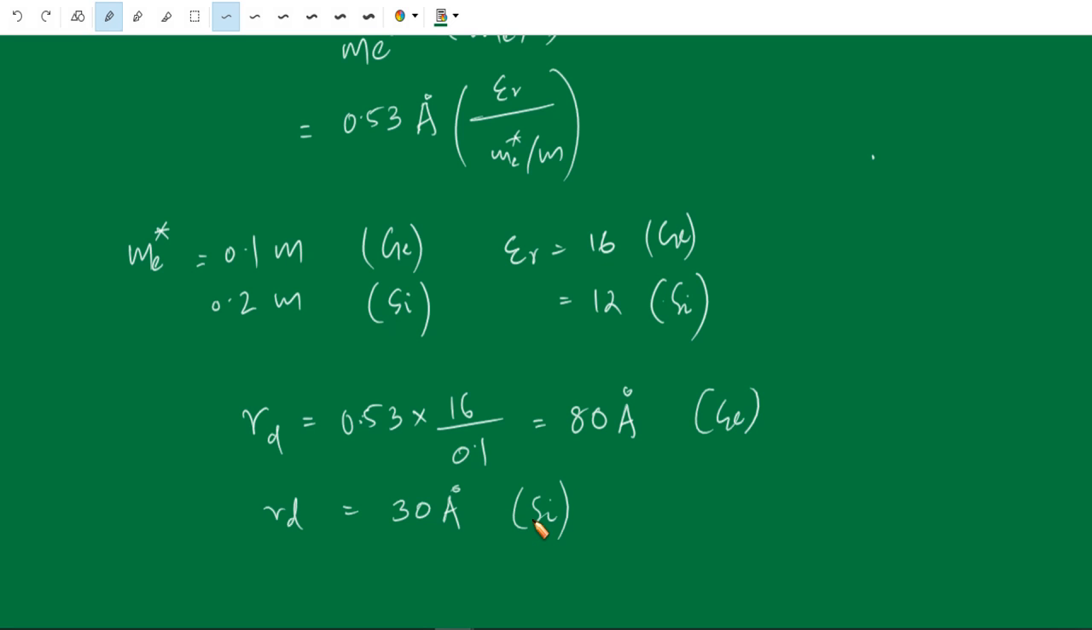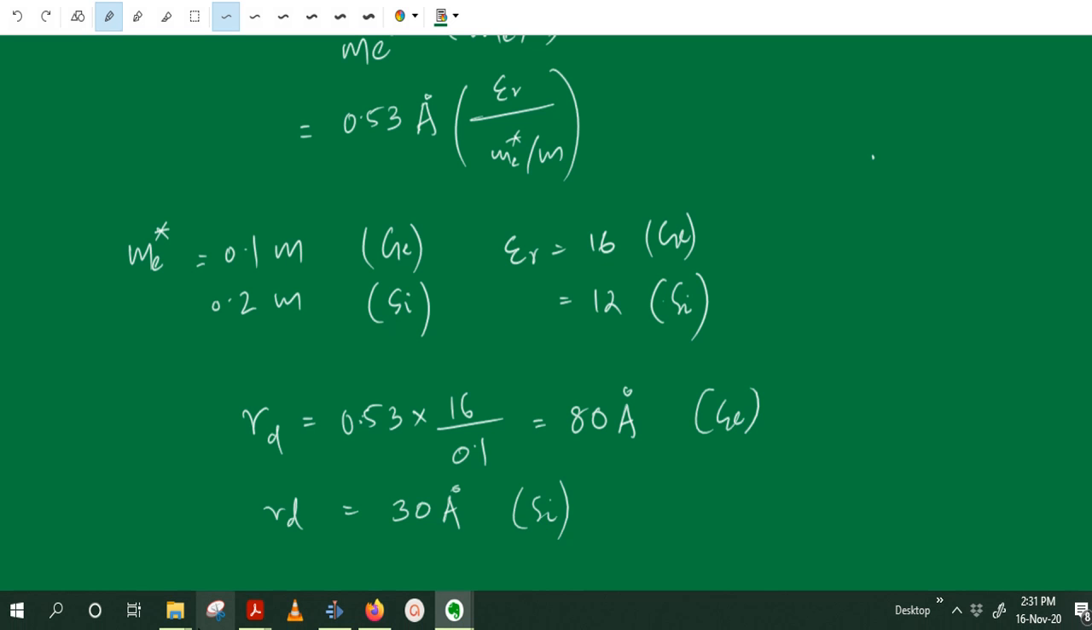So the radius of the orbit of the electron around the impurity ion is very large compared to the radius of the hydrogen atom. So that means because of this dielectric constant and effective mass, the Coulomb interaction between this electron and the ion is greatly reduced. Because of that, this will contribute to the conductivity. So these electrons become conduction electrons.